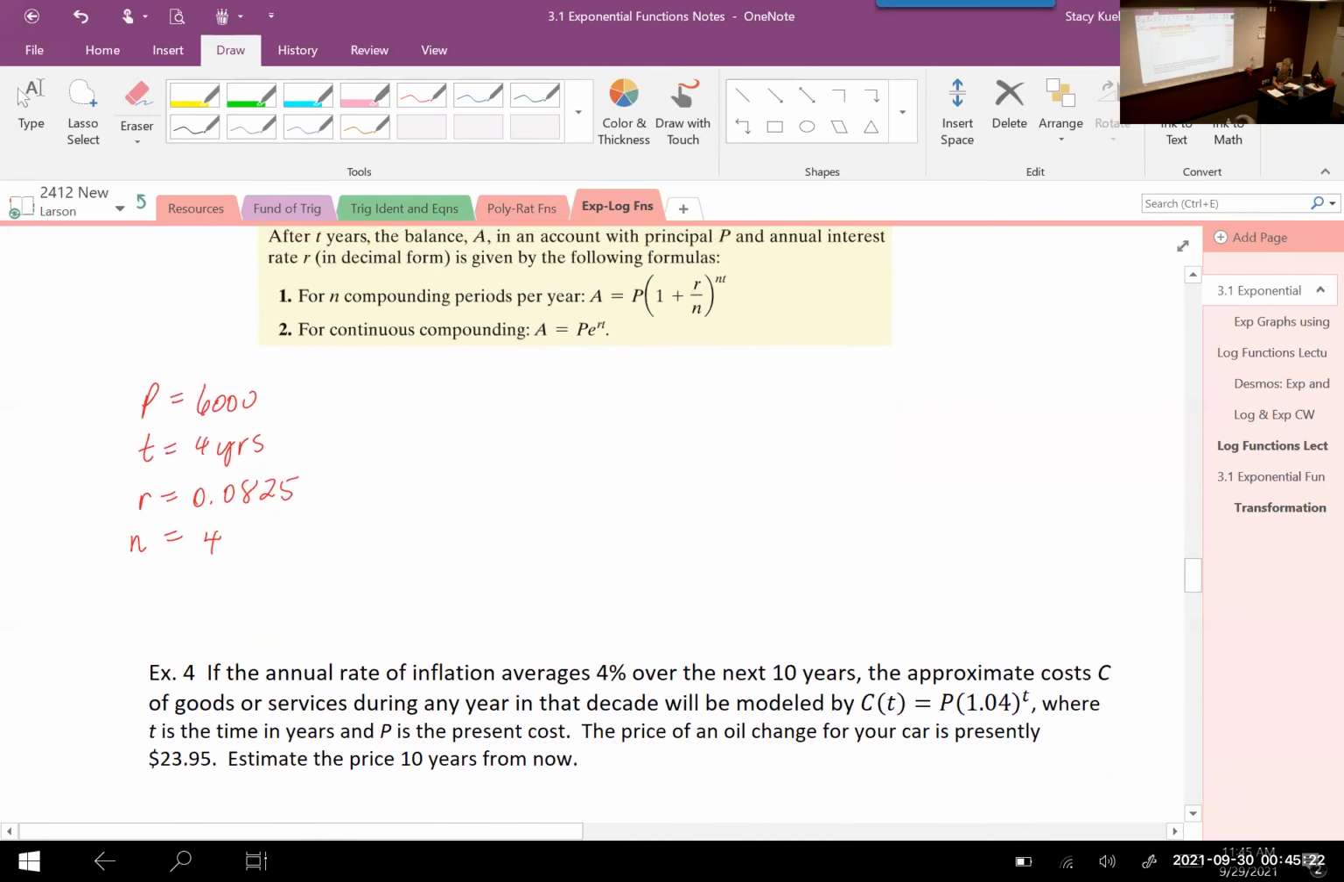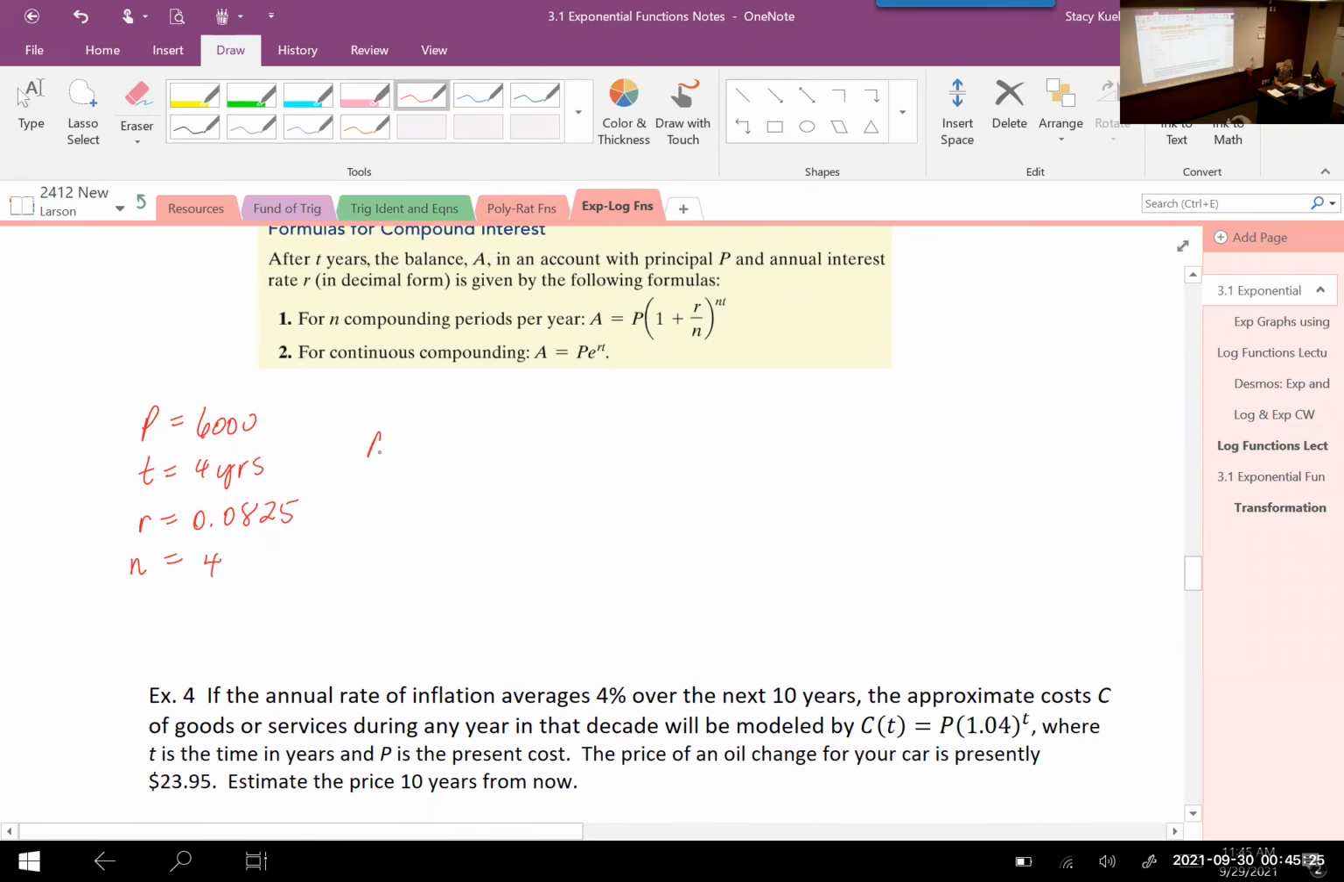Yes, so I'm going to write the formula down here. I know I'm looking for A, right? I want to know what the balance is after I've invested this. So it would be 6,000 times 1 plus 0.0825 over 4 raised to the 4 times 4. We want it to the nearest hundredths place is what I'm trying to say. Then we're going to come back in.